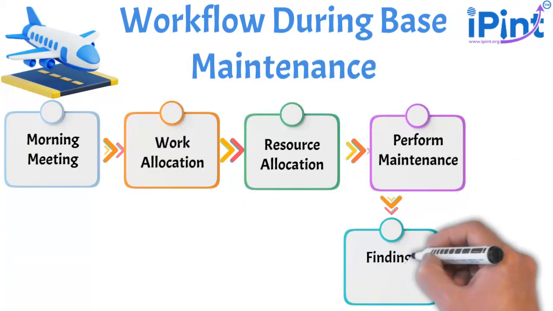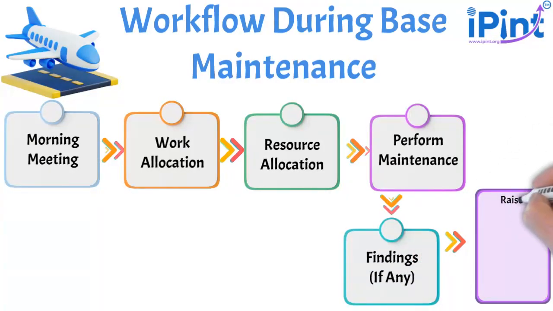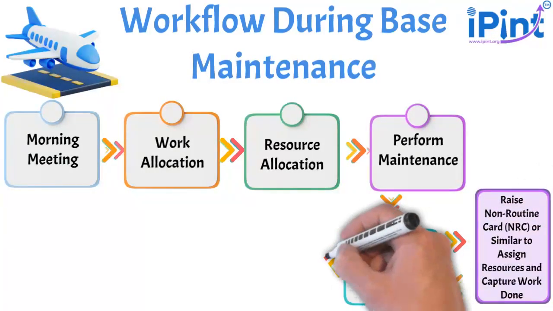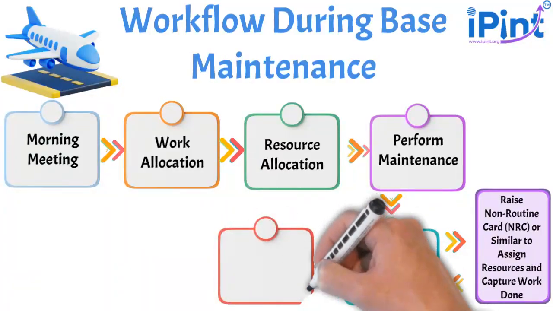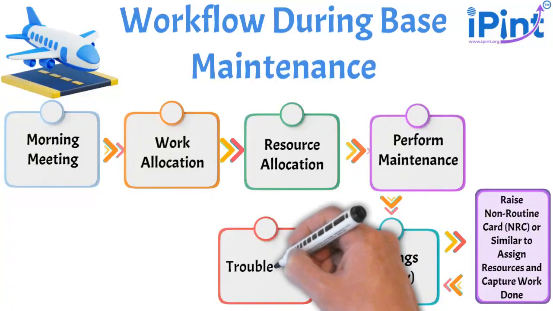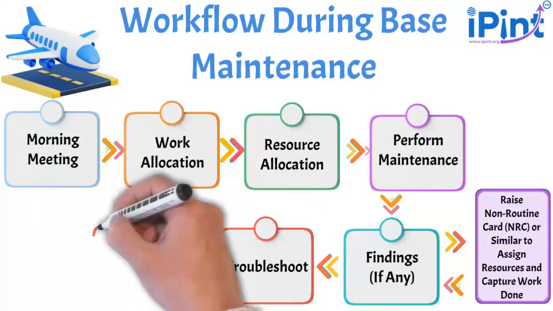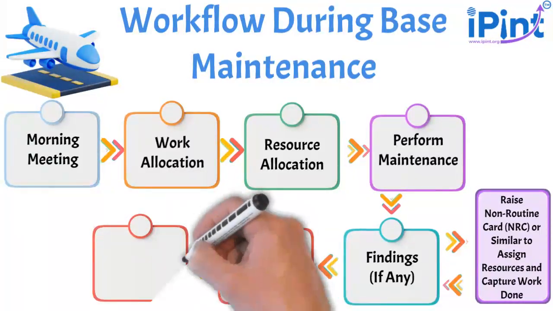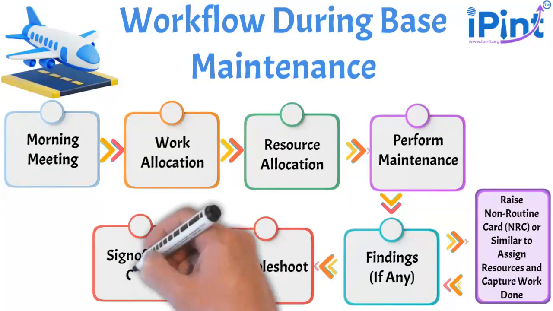There are high possibilities of observing defects or findings during routine maintenance. In such a scenario, the aircraft engineer will raise a non-routine work order to raise additional resource requirements. Afterward, troubleshooting and defect rectification will be performed by the maintenance team. Consequently, the scheduled maintenance work order will be completed. Once all work is completed, the work order will be signed off and the task will be closed.